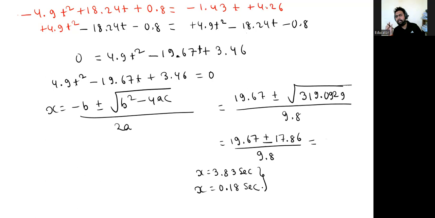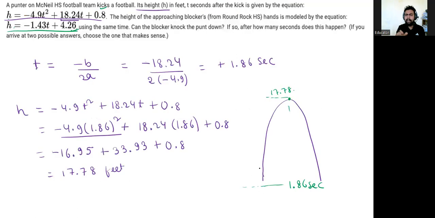Now you tell me, which is my realistic answer? What time would be taken by the blocker in order to block the ball? So it cannot be 3 seconds, because the ball is just taking 1.86 seconds to reach the maximum height. If you are throwing a ball in the sky, suppose it is taking 1.86 seconds. So when it is again going back to the ground, will it take less time or more time? Obviously, it is going to take less time because gravity is also acting on it. So therefore, the time must be less than this.